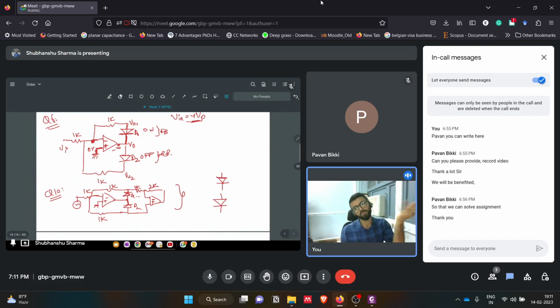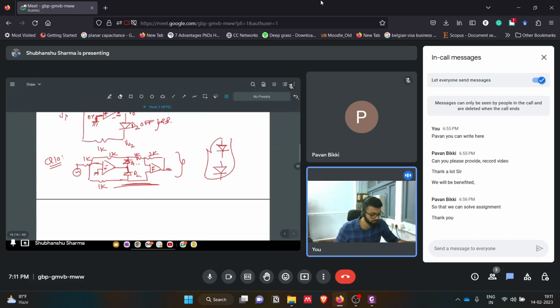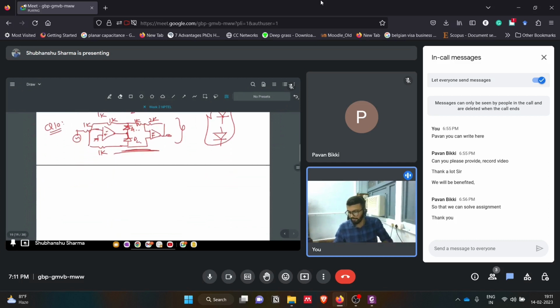So you can intuitively say what the output will be, at least the shape of the output, and in which direction it will go, just by reversing the direction of the diodes. Or otherwise, if you want to solve the full circuit, you can simply solve it using the full wave rectifier method which we used. So that will not be an issue in this part. So this was all about the assignment questions.